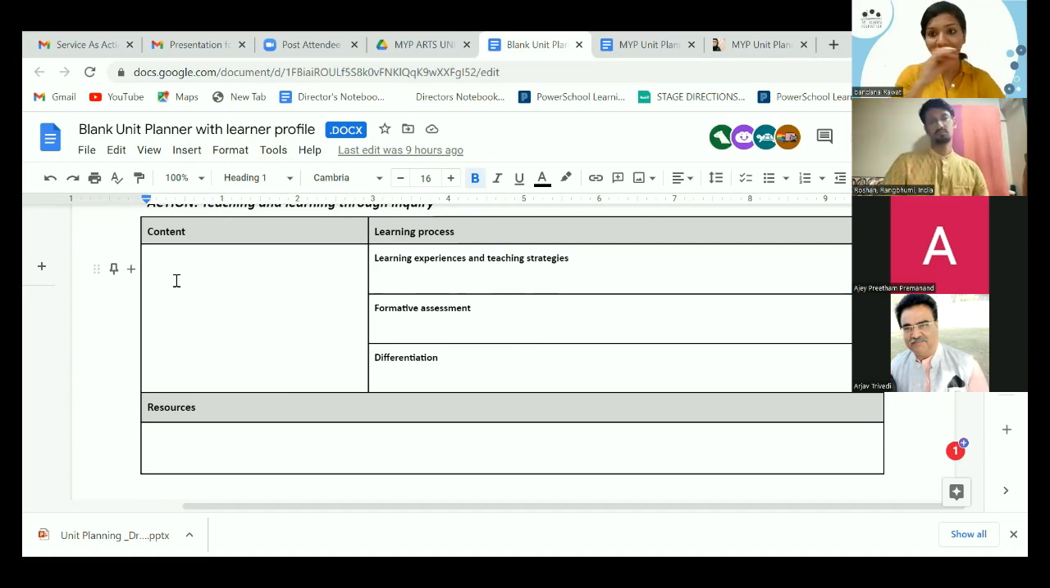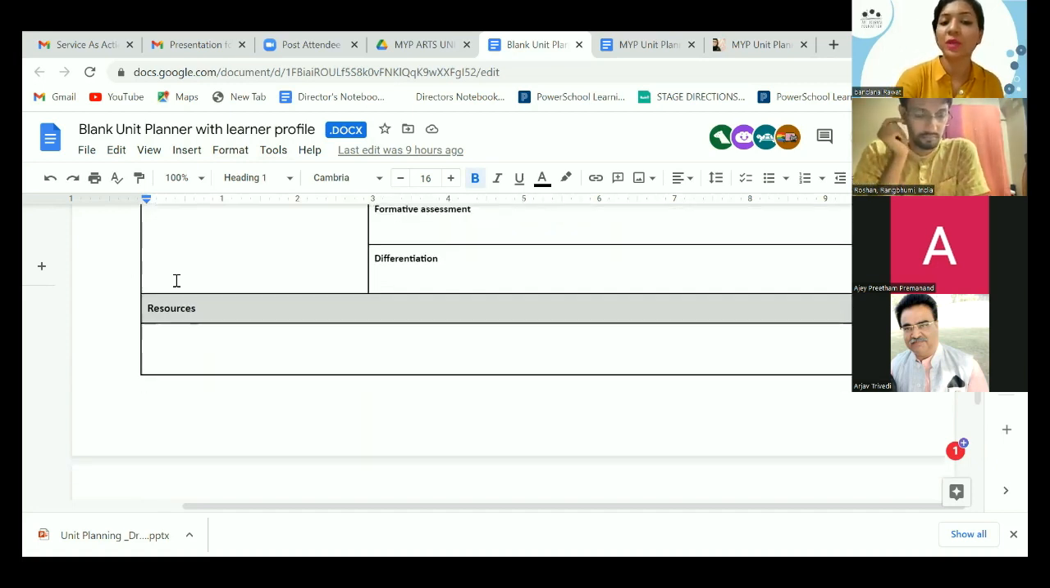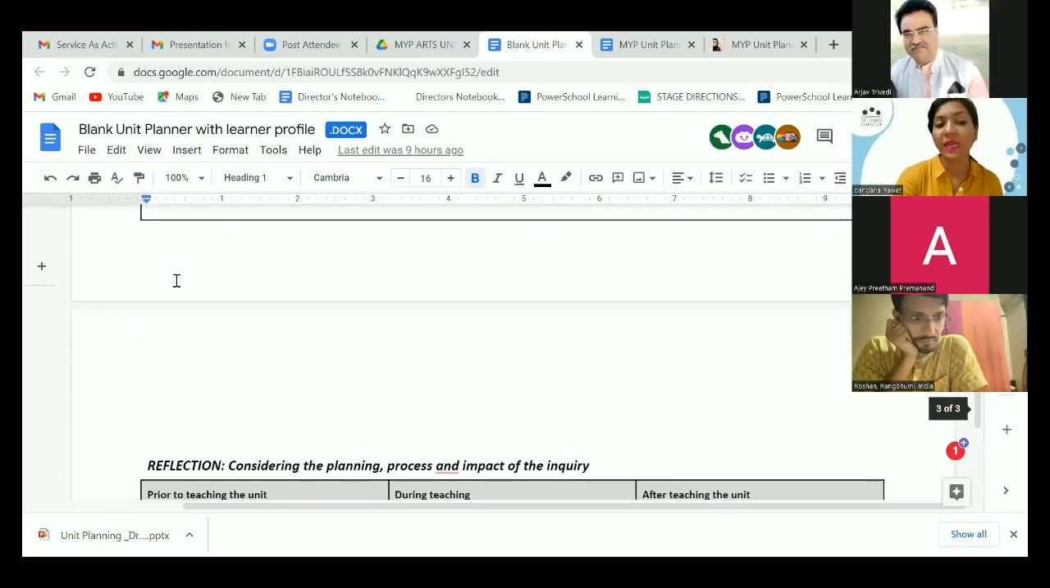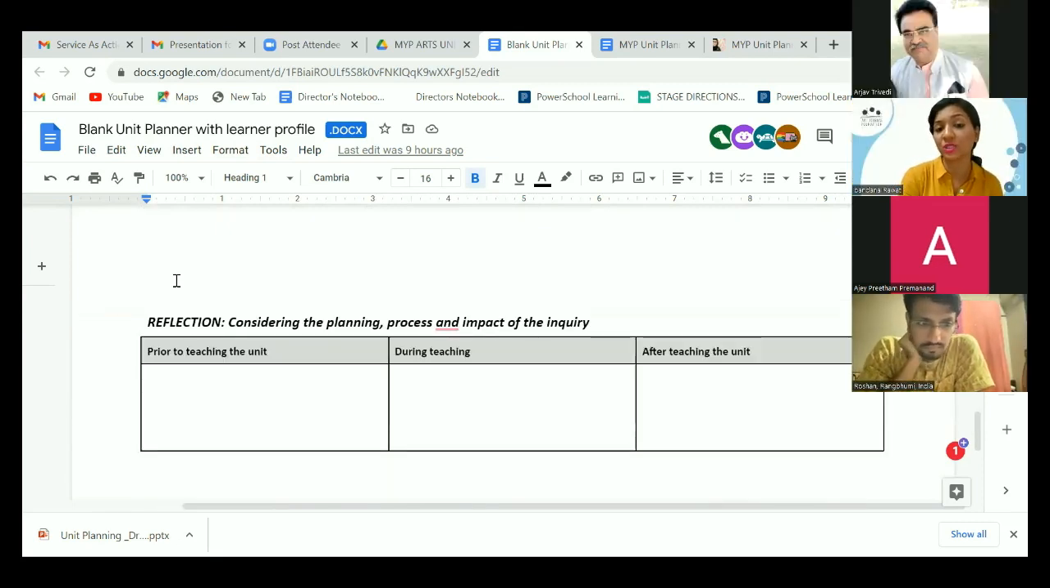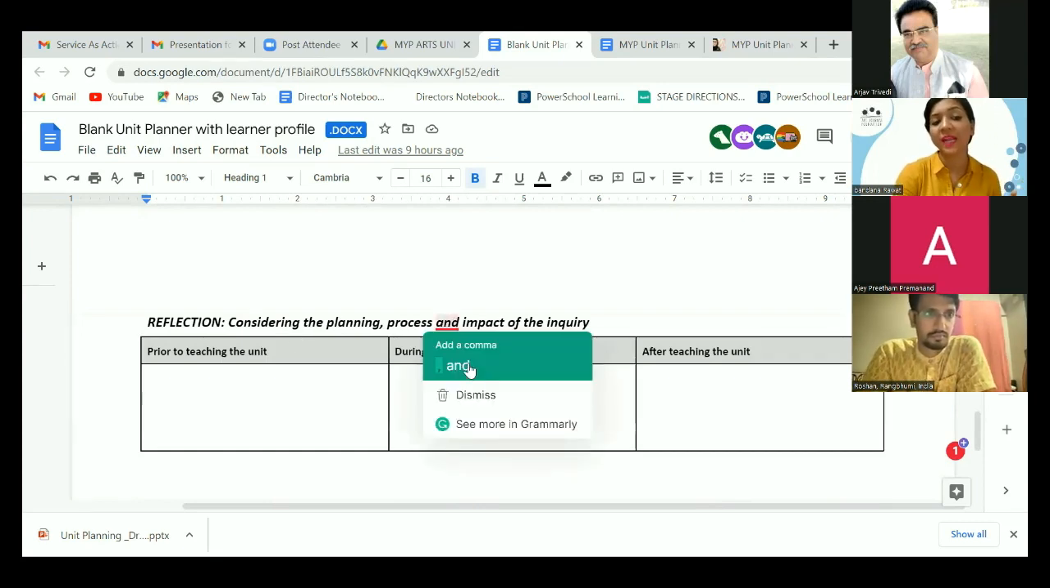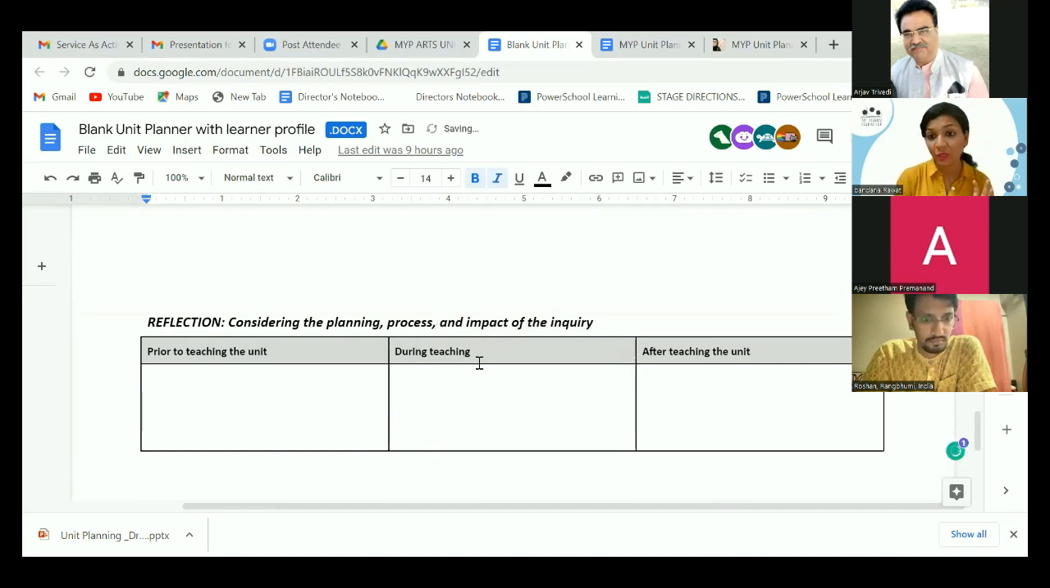So now I'm muting myself. The ball is in your court now. I want each one of you to unmute and work together. If you have a list of resources, you can add. And then we can also look at, this is very important, reflection prior to teaching the unit, during teaching, and after teaching the unit. We'll not be teaching the unit, so you can fill, at least prior to teaching the unit, any activity that you plan for the children to understand their understanding of that term or whatever you are doing in terms of the content.